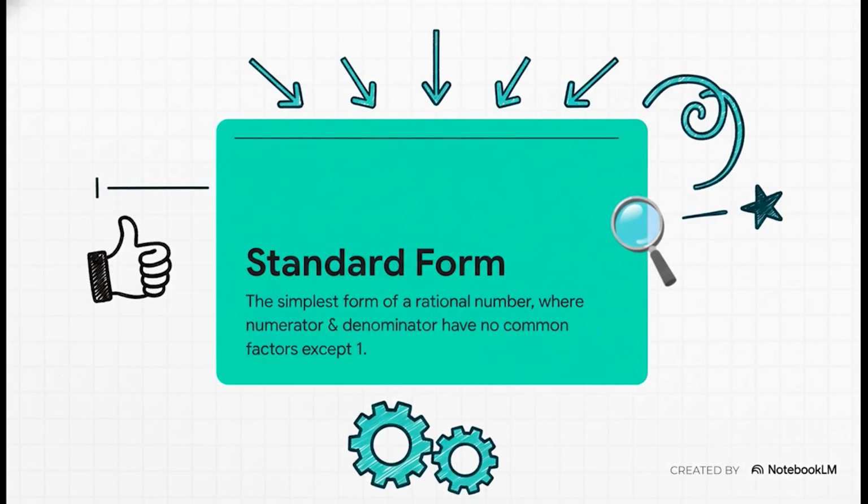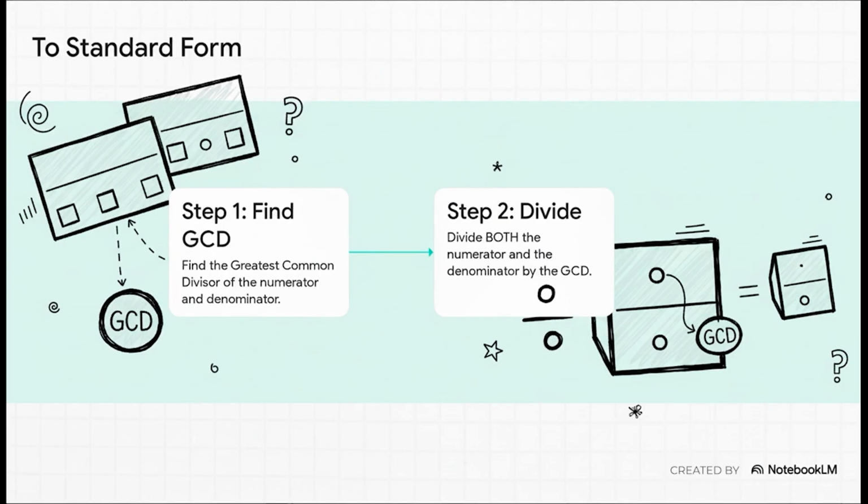Now let's talk about getting our rational numbers into what we call standard form. You can think of it like this. It's the simplest, most reduced, best-looking version. A number is in standard form when the numerator and the denominator don't share any common factors except for the number 1. It's a number at its neatest. So how do we get them into this standard form? It's a simple two-step process. First, you find the biggest number that can divide both the top and the bottom number evenly, which we call the greatest common divisor or GCD. Once you've found that number, you just divide both the top and the bottom by it. And that's it. Your number is now in its perfect standard form.